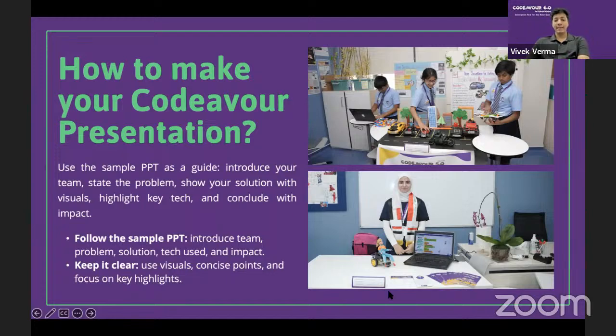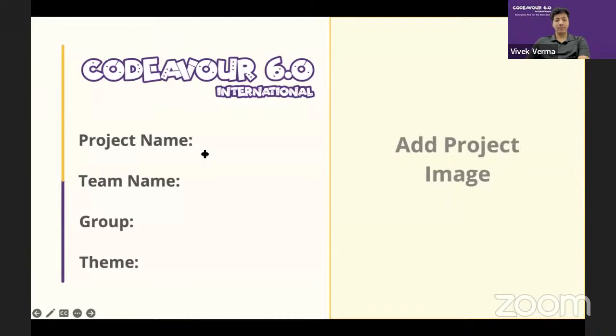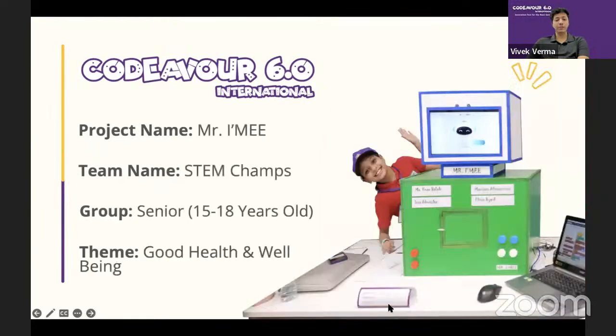Okay. So this is what the first page of the sample PPT looks like. Very easy. You can see the Codeavour International, Codeavour 6.2 National logo over here. Then we have the space for project name, team name, group, and theme. Now, what will it look like if I add something to it? It will look like this.